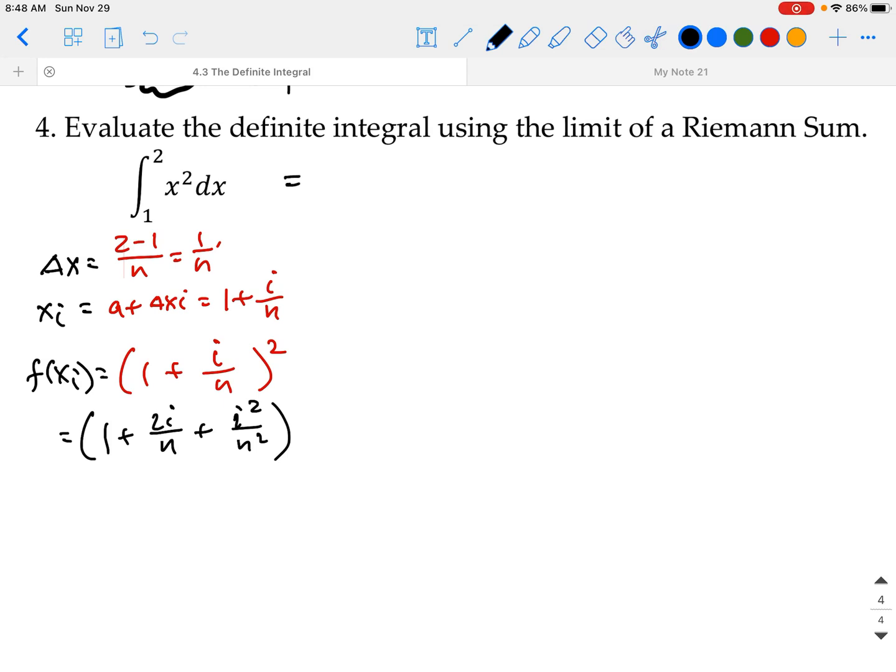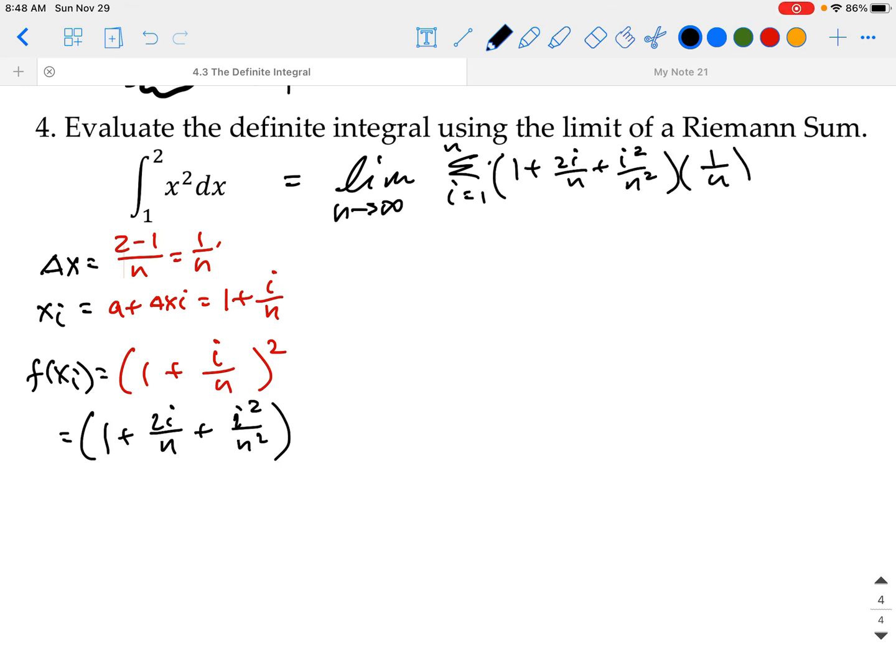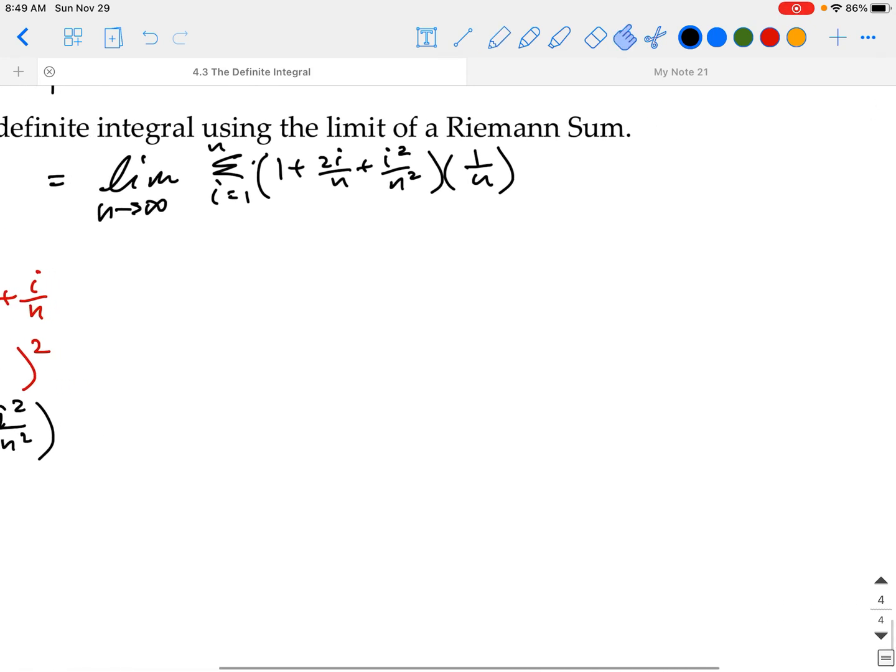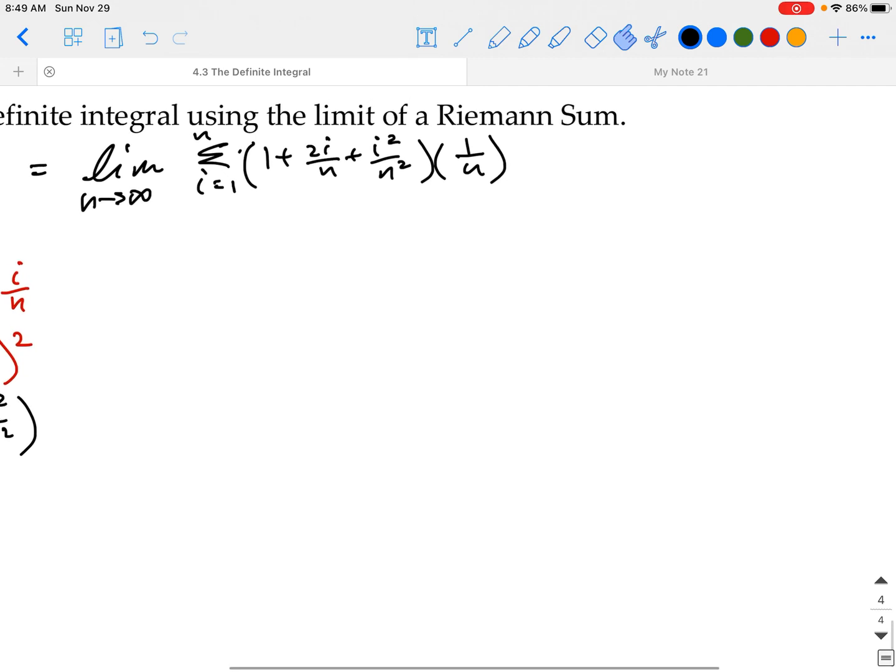All right. So our definite integral then is going to equal the limit as n goes to infinity of the sum of i equals 1 to n of f of x sub i, which is our expanded expression there, times delta x, which is 1 over n. And now you can, again, decide how you want to expand things and work it out. This is going to be exactly similar to what we did in 4.2.